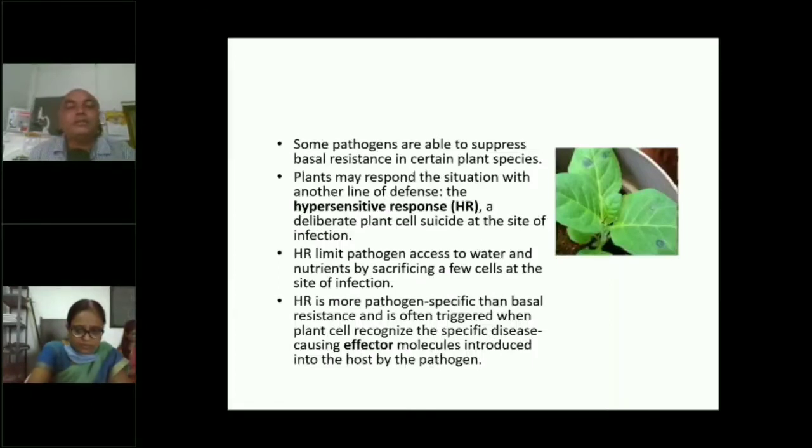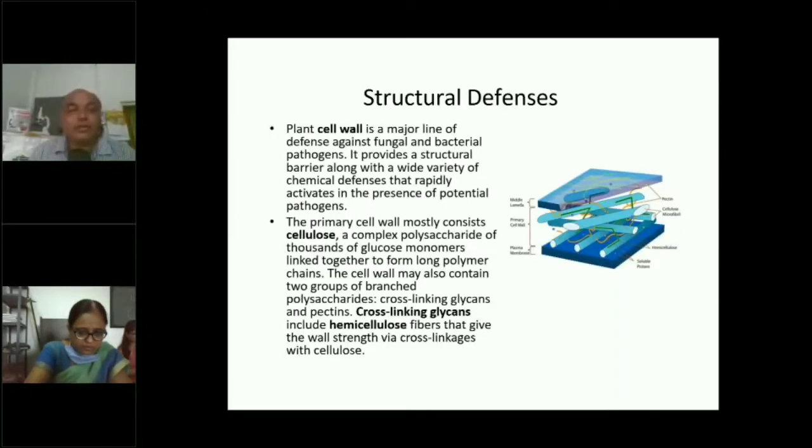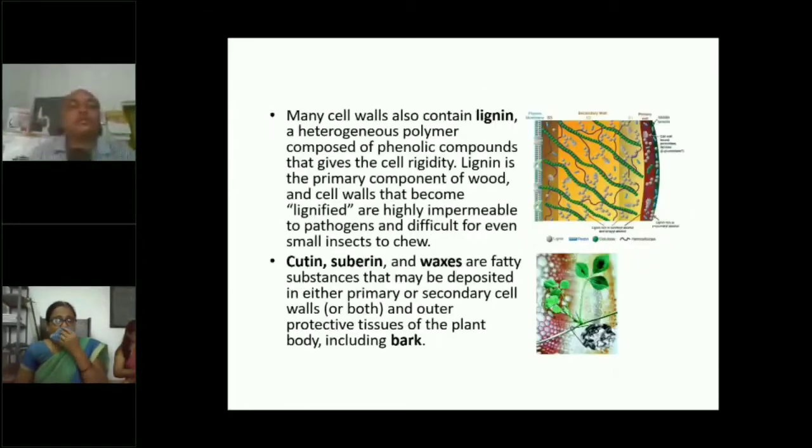And there are some structural defenses, because the plant cell wall is made up of cellulose and cross-linking glycans, the hemicellulose. These fibers help to avoid infection from fungus and protect against fungus. These are the structural defenses. Then many cell walls also have lignin. Lignin is a heterogeneous polymer composed of phenolic compounds. Phenolic compounds are always used in the defense system of plants, and they give the cell rigidity. Lignin is the primary component of wood, and the cell wall becomes lignified, which will help.